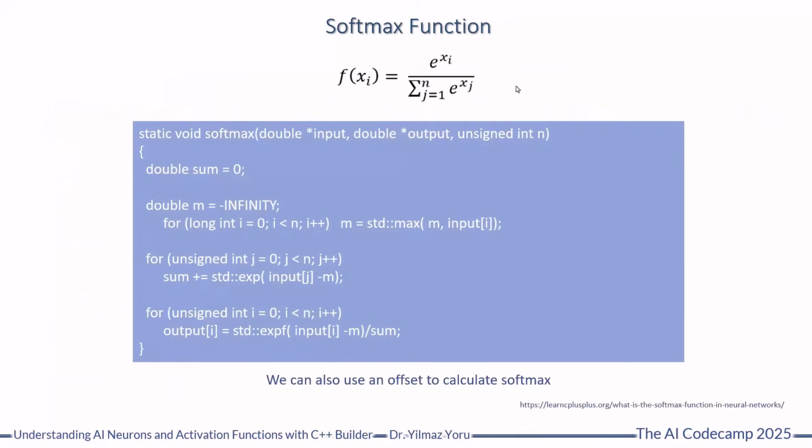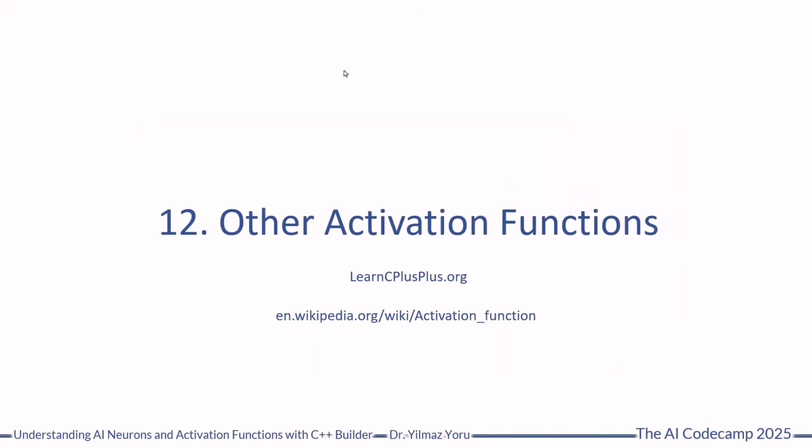And here is an example of the softmax function in C++. This is explained well on learncpp.org with the full example, so you can use it freely and easily. And of course, there are other activation functions in artificial intelligence, and you can create your own activation function. But be sure that your activation function has a derivative function for training your network.